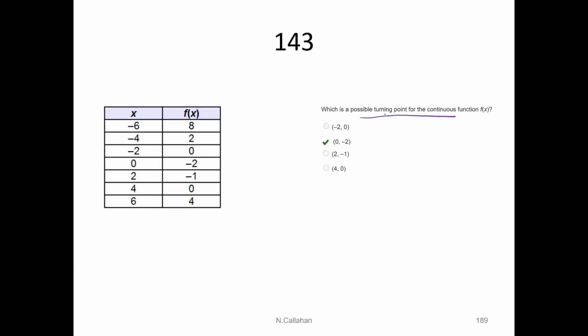Turning point is when does your graph actually change directions? Looking at this, -6, 8. 1, 2, 3, 4, 5, 6, 7, or 8 is probably here, so I'm going to assume that's 8. There's my first point. Done. -4, 2. Done. Next point, -2, 0. There we go. Next one, 0, -2. So at 0, I go 1, 2 to -2 right there.